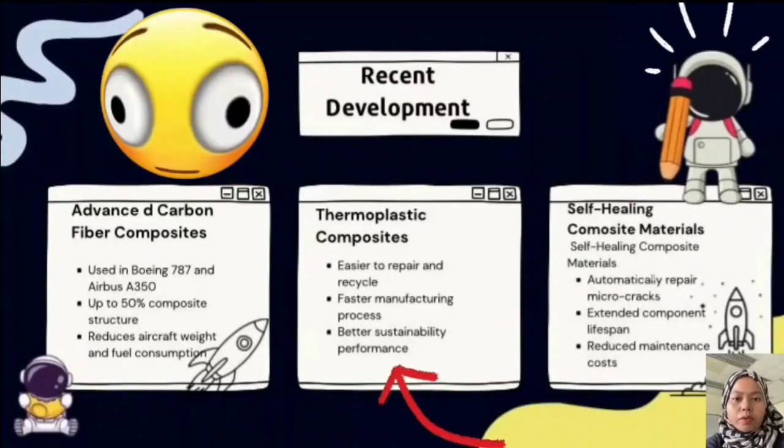Thermoplastic composites are one of the most significant research developments. Unlike conventional thermoset composites, they can be reheated, reshaped, welded, and recycled. They also enable faster manufacturing and lower production costs, making them attractive for next generation commercial aircraft.